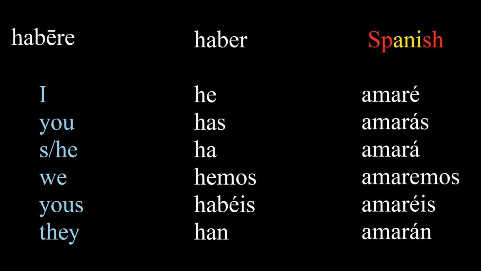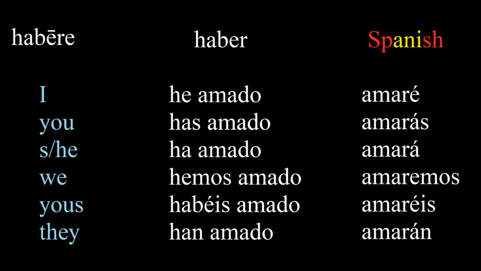And this word haber was also used to replace the perfect past tense in some of the Romance languages, or simply to form a new tense. This time, though, it comes before the verb and is conjugated, while the main verb is put in its past participle, as seen here. He amado, has amado, ha amado, hemos amado, habéis amado, han amado.